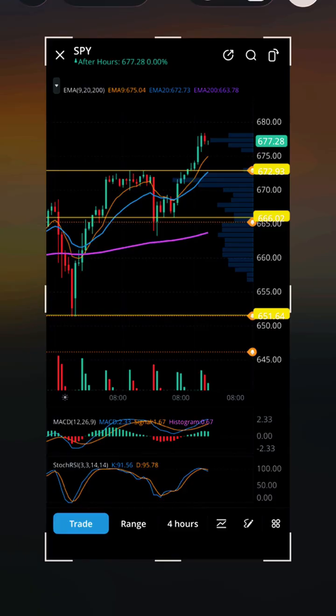But right now, I want you to pay attention to all of those lines that you see running through the chart: the orange line, the blue line, and the purple line. The orange line represents the 9 EMA. If you have been in class since the beginning of this session, then you would remember what I told you about the EMAs, the exponential moving averages. The orange line is the 9 EMA, the blue line is the 20 EMA, and the purple line is the 200 EMA. I'll teach you exactly what each one means in a little bit.